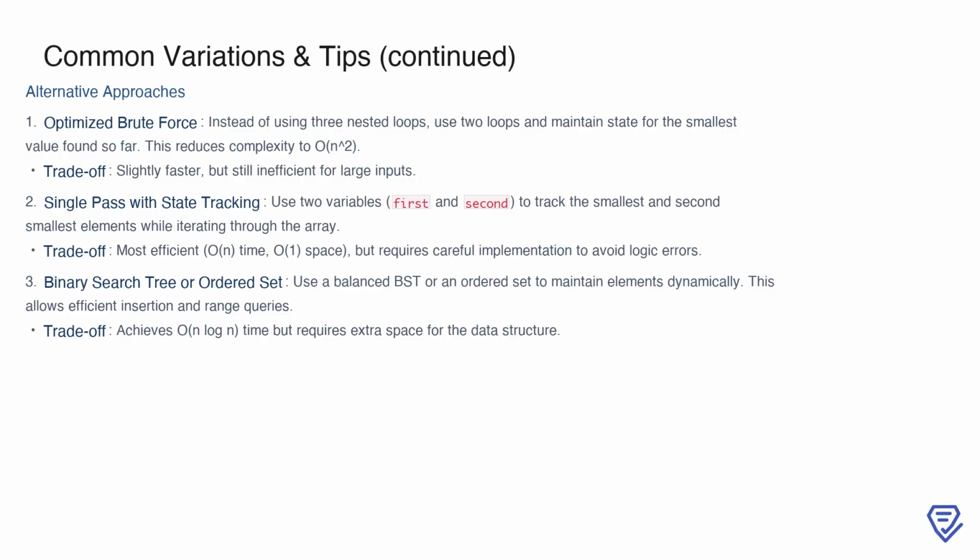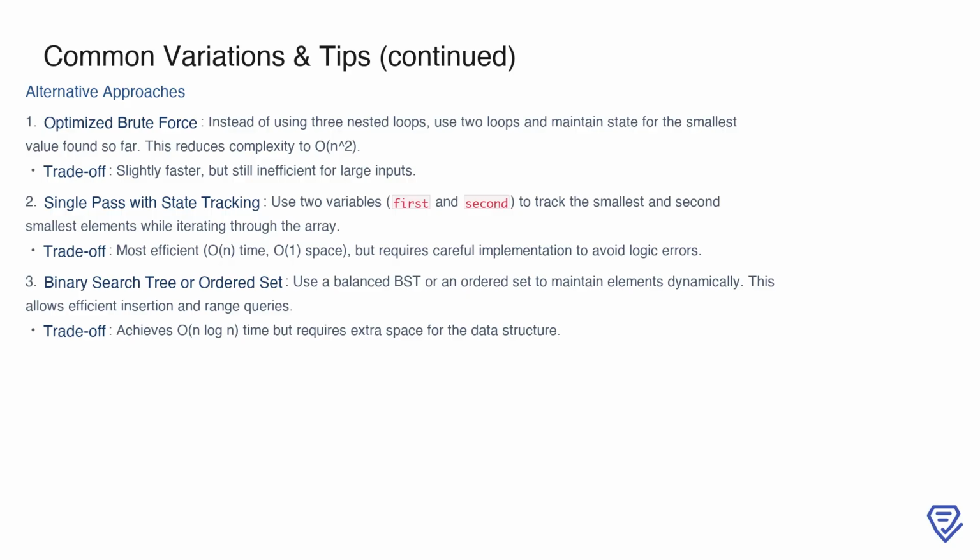A better solution involves a single-pass approach with state tracking. Here, you maintain 2 variables, often called first and second, to keep track of the smallest and second smallest elements as you iterate through the array. This method achieves O(n) time and O(1) space, making it the most efficient. However, it requires meticulous implementation to avoid logic errors.